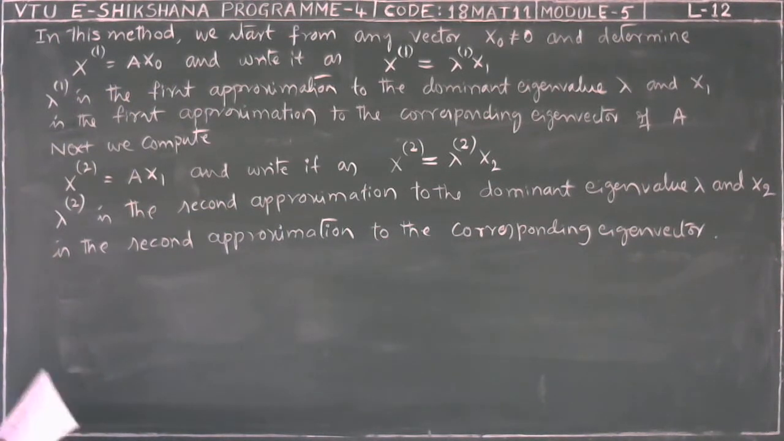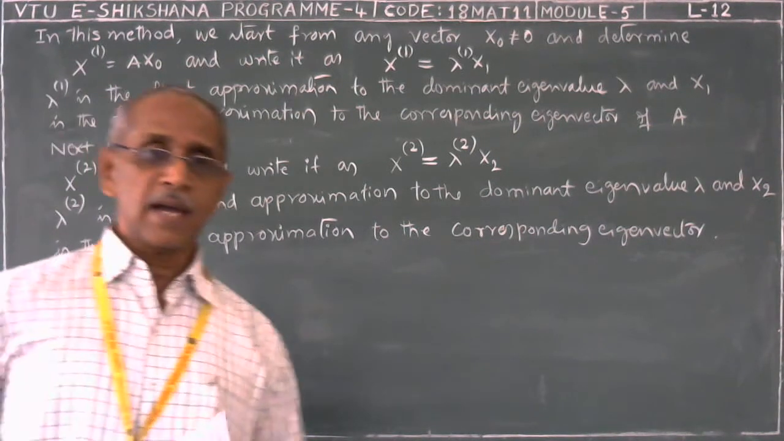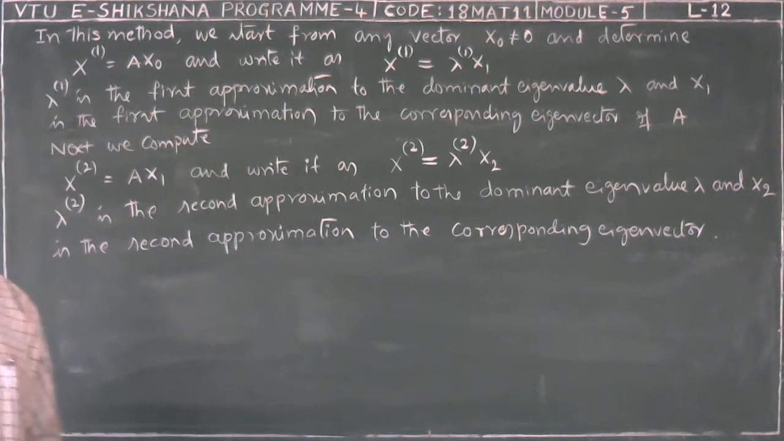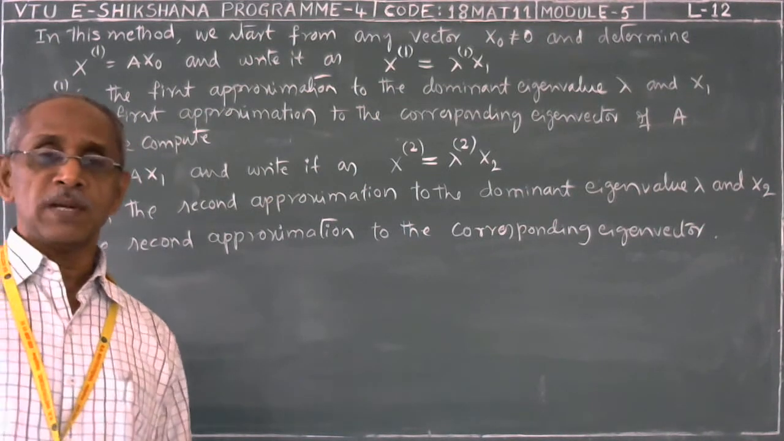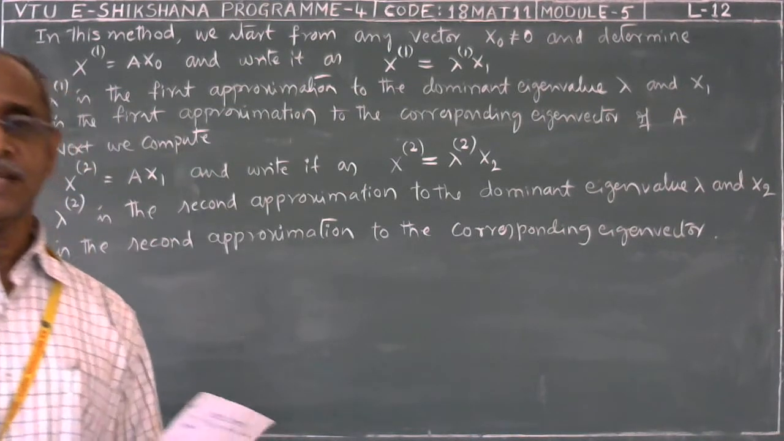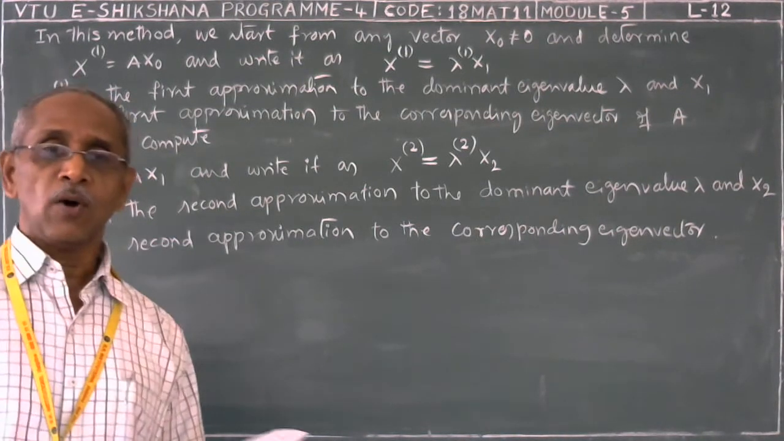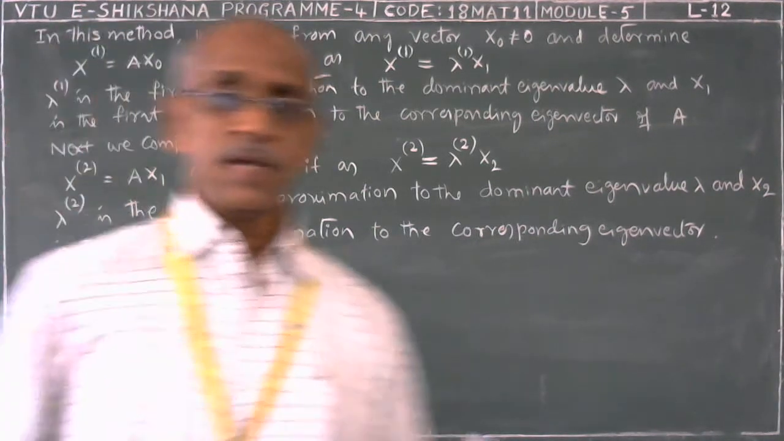we obtain successive approximations to the largest eigenvalue lambda, and we stop the iterations when two successive approximations are the same or nearly the same to the desired accuracy, and obtain the largest eigenvalue and the corresponding eigenvector.